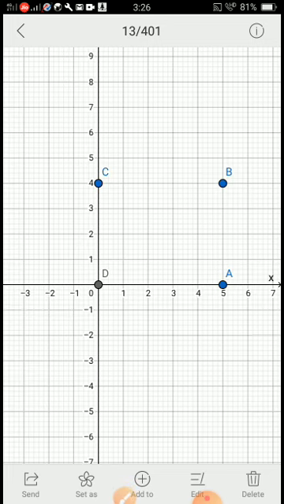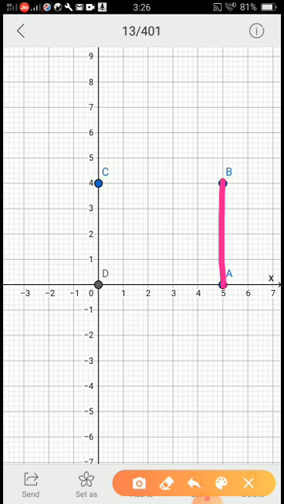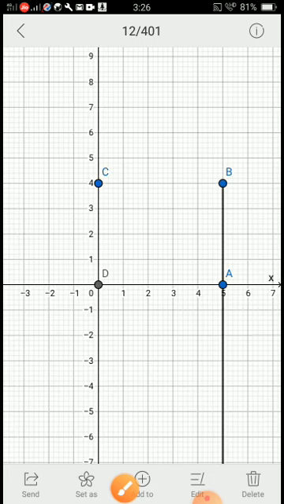Now they have told us to join the given points. So join AB, then BC. DC and AD are already joined. I have joined AB and then BC. So you will get a closed figure. Can you identify the figure? Some of you may guess it as a square, or some of you may say it is a rectangle.